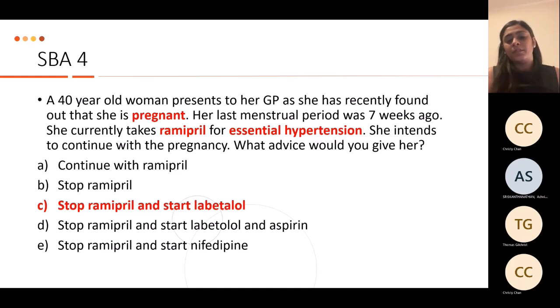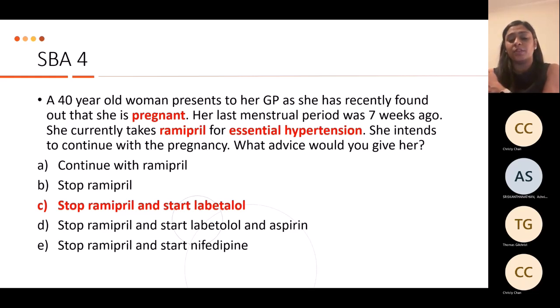So obviously we know that she is pregnant, she's taking ramipril for essential hypertension. Hopefully at this point you would have worked out that ramipril is teratogenic, and so we generally don't use it in pregnancy due to the risks of defects with the renal system. So we generally tend to stop the ramipril. The first line antihypertensive in pregnancy is labetalol. So the best option here would be to start labetalol, and GPs can actually do this themselves.